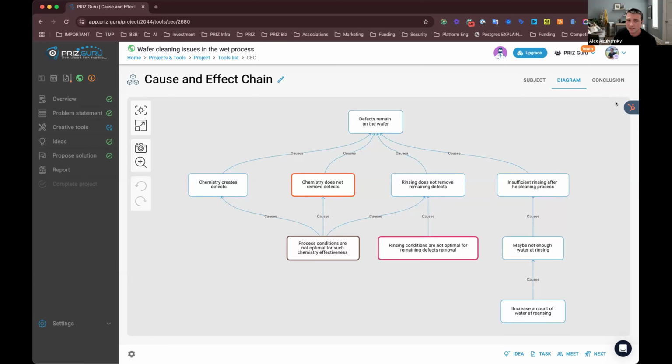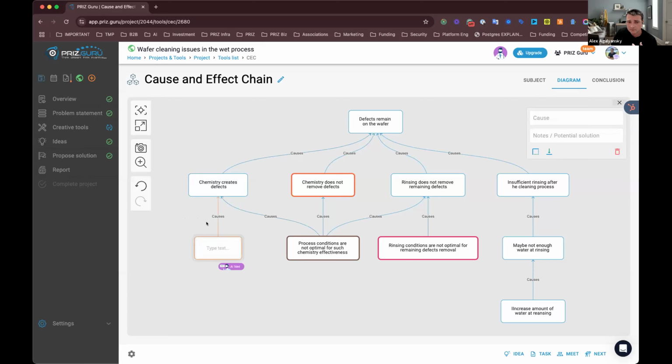So this is the thinking tool. Usually it's something that will happen on a whiteboard or, for example, a Miro board. We have it embedded here, and it's all under one context of a project.